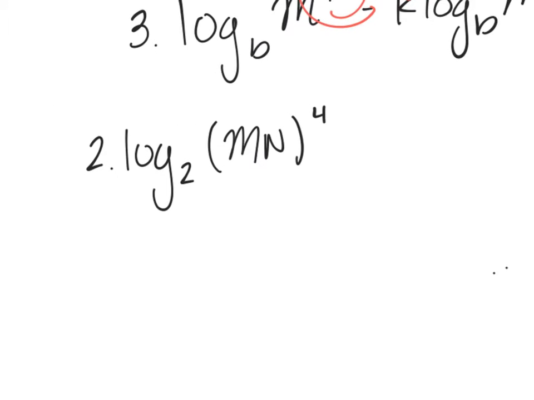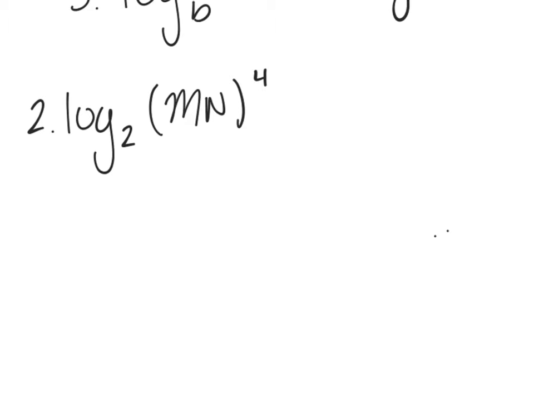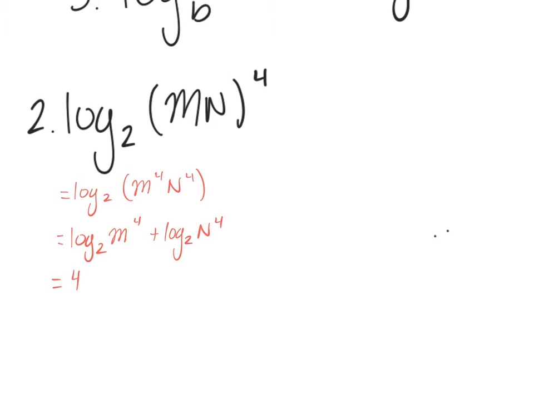In number 2, it says log base 2 of m times n quantity to the fourth power. Okay. So the first thing I'm going to do is distribute that fourth power. Then use the first law of logarithms to split up our log and expand it into log base 2 of m to the fourth plus log base 2 of n to the fourth. And then, using the third law, I can bring those exponents down. So I got 4 times log base 2 of m plus 4 times log base 2 of n.